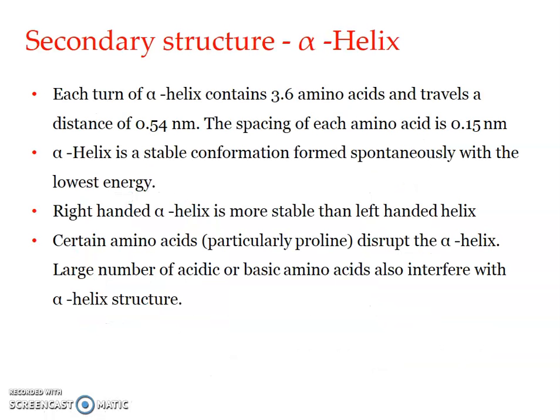Alpha helix is a stable conformation and spontaneously formed with the lowest energy feasible. We can have both kinds of helices, left-handed as well as right-handed, but the right-handed alpha helix is more stable than the left-handed helix. When an alpha helix is formed from a polypeptide chain, the presence of certain amino acids can disrupt the helical formation. A large number of acidic amino acids, a large number of basic amino acids, and the presence of proline can disrupt the smooth formation of alpha helix.